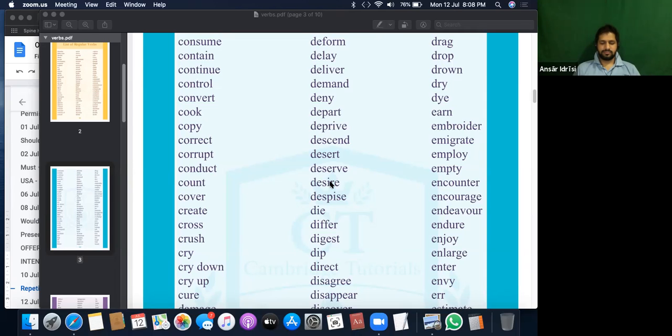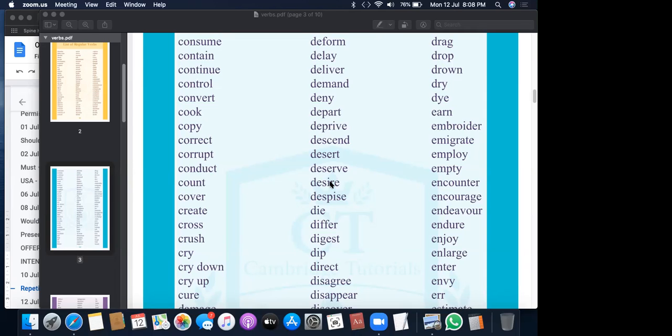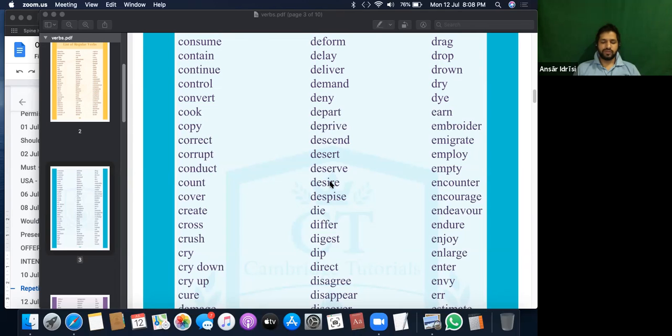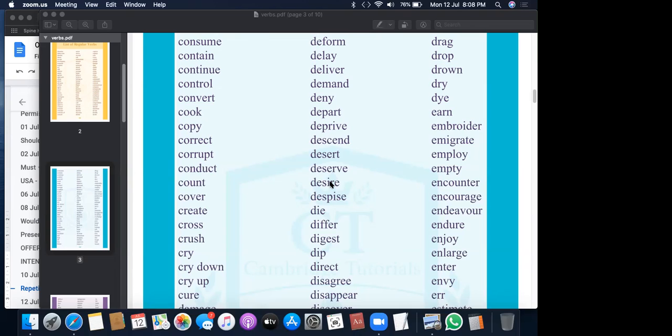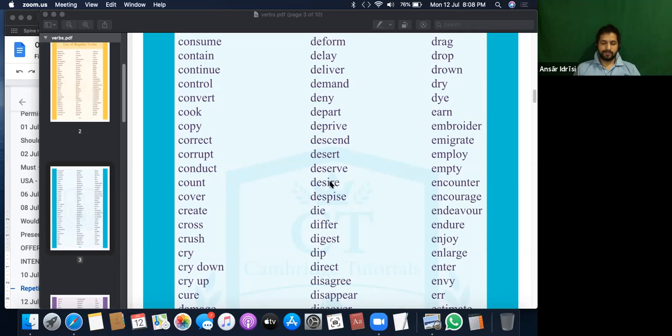Next. You used to deform. Did you used to deform? You didn't used to deform. Next. You used to be corrupt. Did you used to be corrupt? You didn't used to be corrupt. You used to corrupt, not be. And if you want to say be, there you can say, you used to be corrupted. Continue. Corrupt.